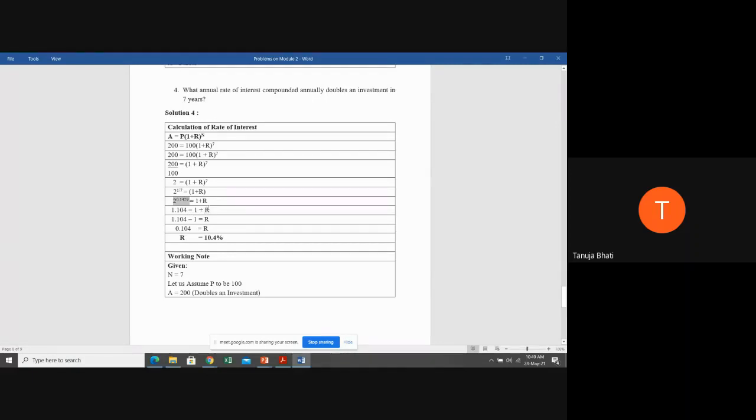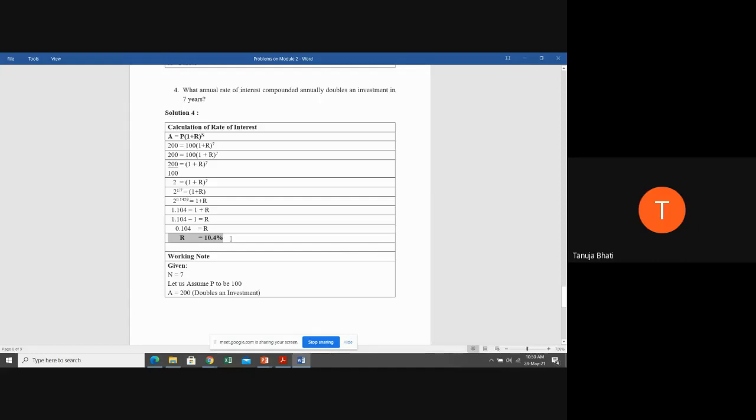Now, if you have to find out r, you have to shift 1 to the left hand side. So when plus 1, when you shift to the left hand side, it becomes minus 1. So 1.104 minus 1 is equal to r. So when you subtract this, you get 0.104 is equal to r. And rate of interest is always in percentage. Therefore, 0.104 into 100%, you get r as 10.4%.